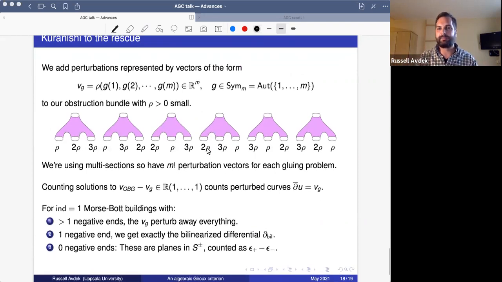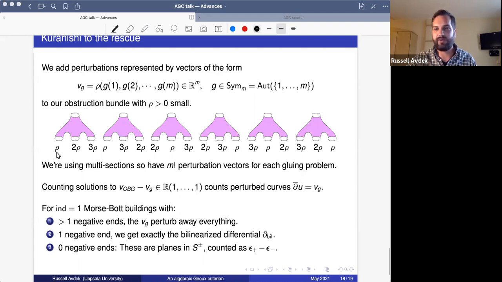We'll add some perturbation vectors to our obstruction bundle. And again, I have to do this in a way which doesn't depend on the ordering of the punctures. In order to do that, we use this Fukaya–Oh–Ohta–Ono multi-section technology. So if we have, for example, 3 negative punctures, our obstruction vector has length 3.